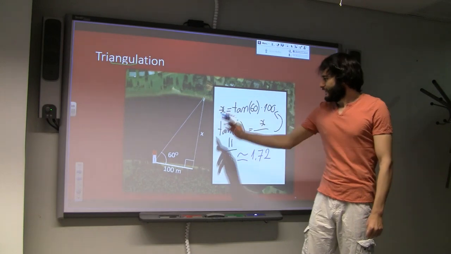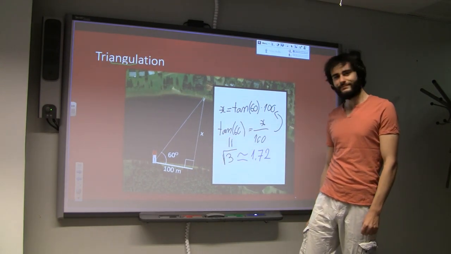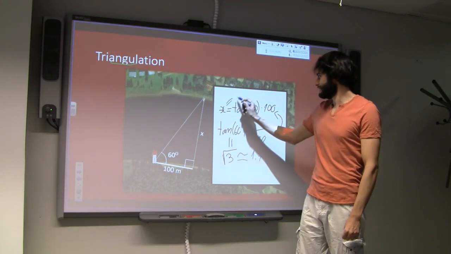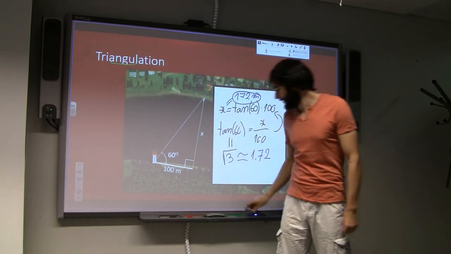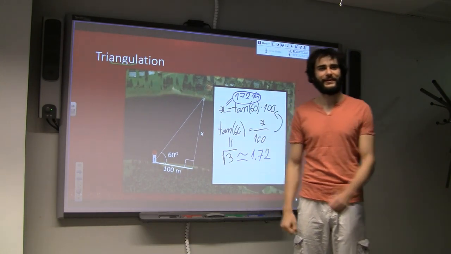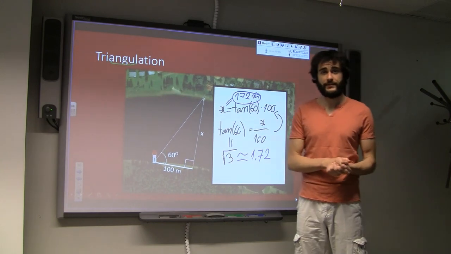Yes, so what is the length of the river here? Approximately 170 meters. Okay, so we found that out without passing the river and grabbing a string with us or whatever silly method. So this is what triangulation is about.